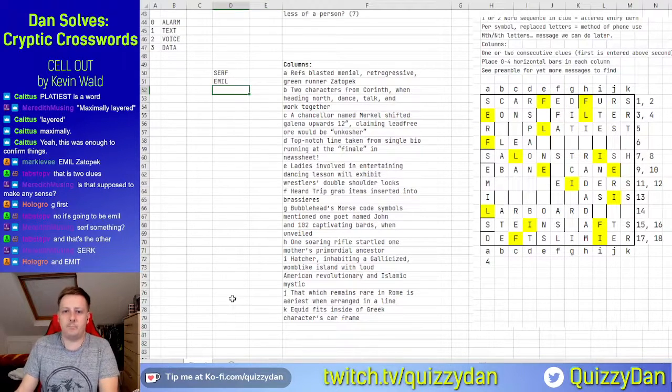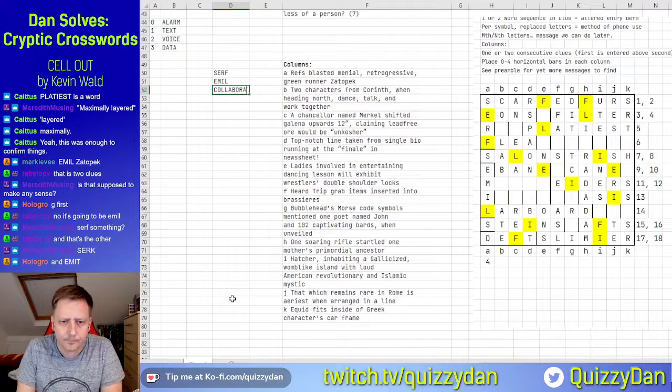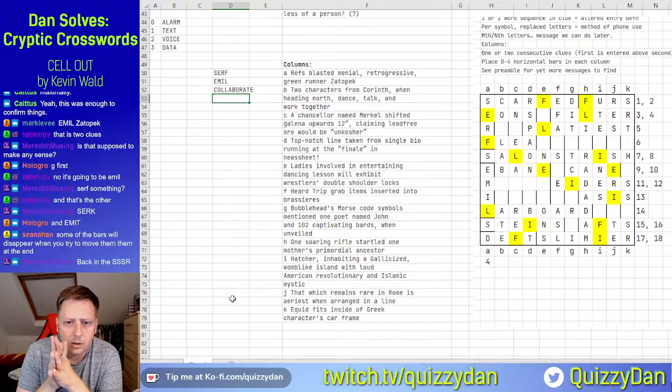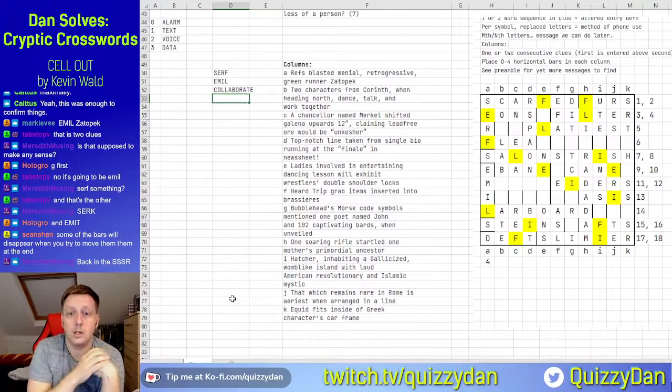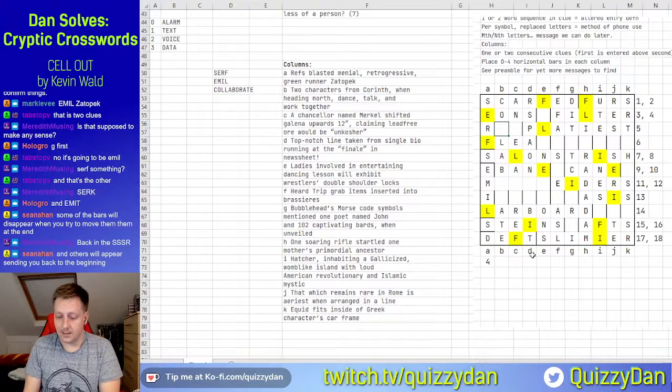Okay, so let's look at B then. 2 characters from Corinth, when heading north, dance, talk, and work together. Collaborate and lesson. So, Corinth, 2 characters are the C and the O. When heading north, dance, ball, talk, orate, and work together. Collaborate.